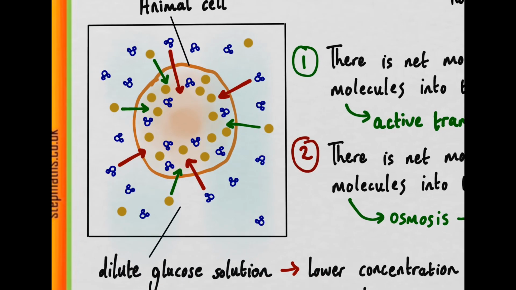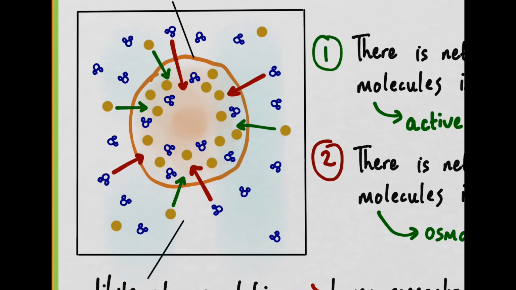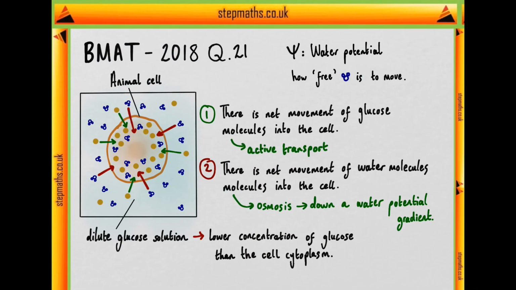If we have a look at our diagram, we can see that in our more dilute solution, the water molecules have much more space to move around, whereas in this more densely packed, concentrated glucose solution in the cytoplasm, the water molecules are less free to move. So we have osmosis in the case of the water movement and active transport in the case of the glucose movement.